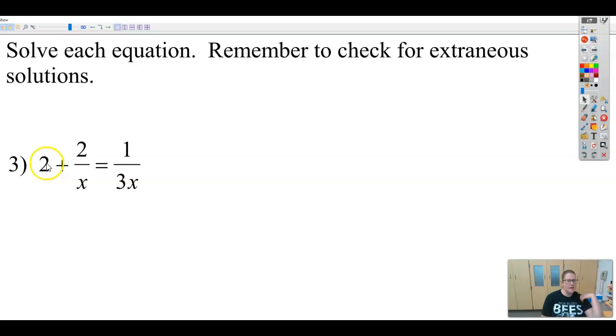So on this one, see how I have just a 2 here? I still need a common denominator since there's x's on the bottom here and here, so I've got to think of this as 2 over 1. So go ahead and pause this and try this example, and then get an answer, and then come back and check to see how you did, okay?